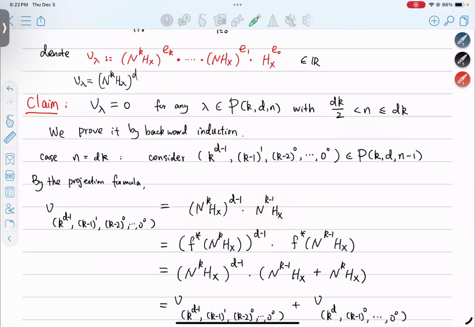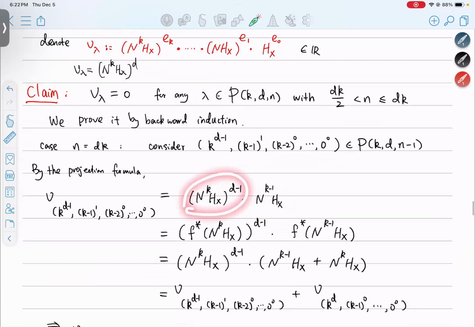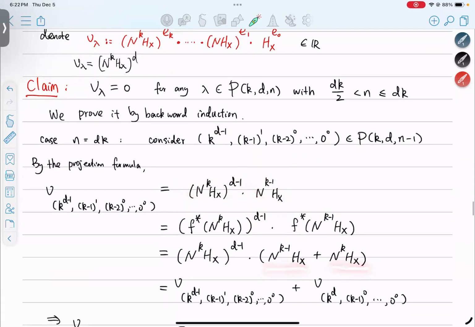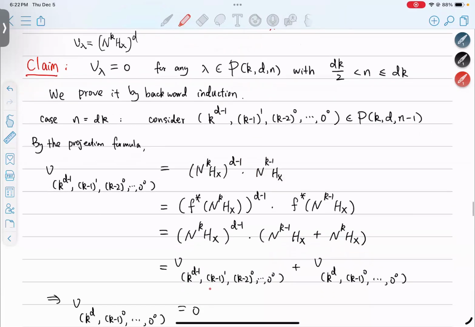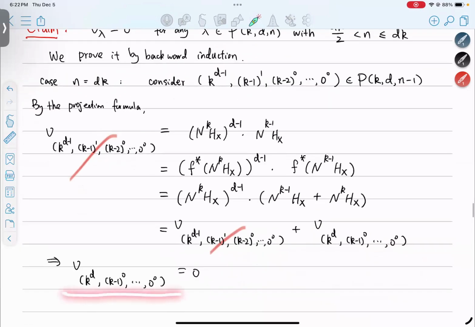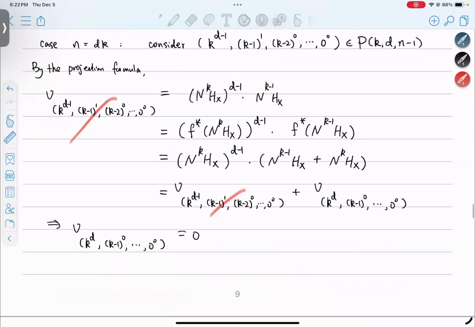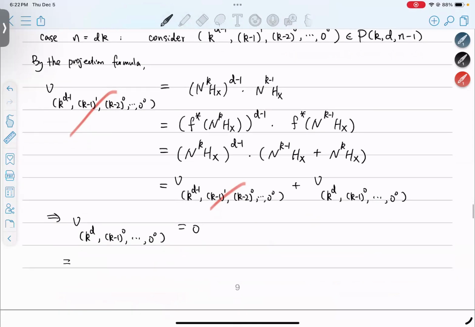Then we apply f star, because f star is 1 plus n, so this is f invariant. This will become two terms, and the first term is the same. Then we have that this V lambda is 0. So this V lambda, the intersection of n_k hx to the d, is 0.